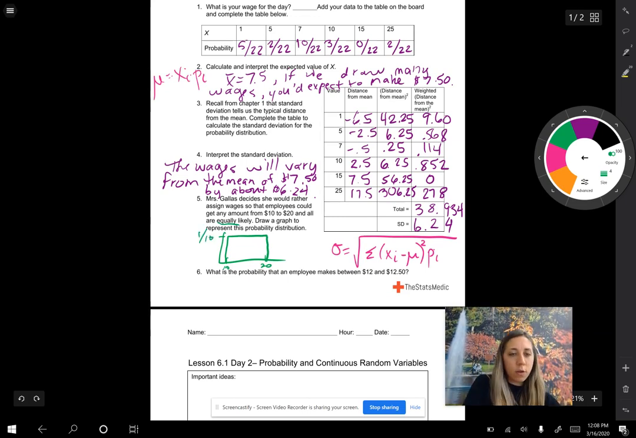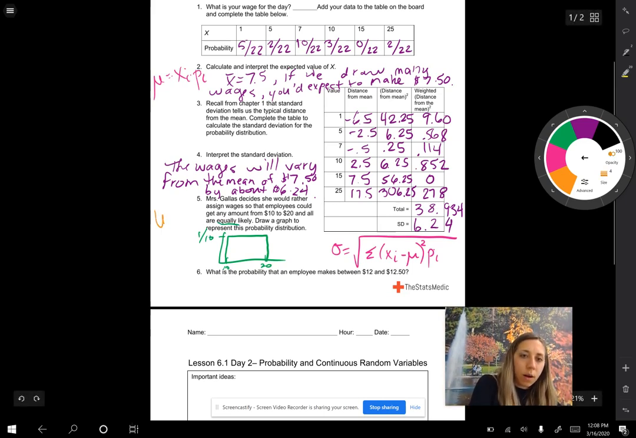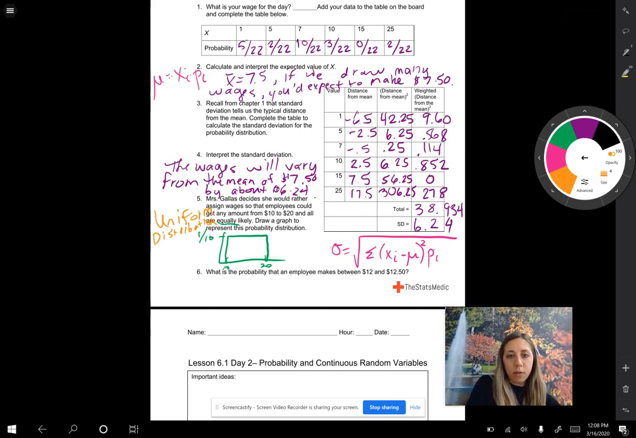So this, if you recall from past chapters, is a uniform distribution. And that's what that graph would look like. Kind of like a box.